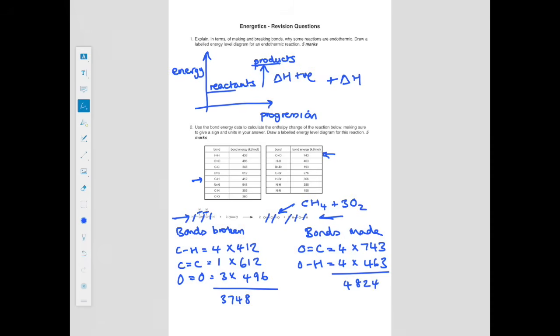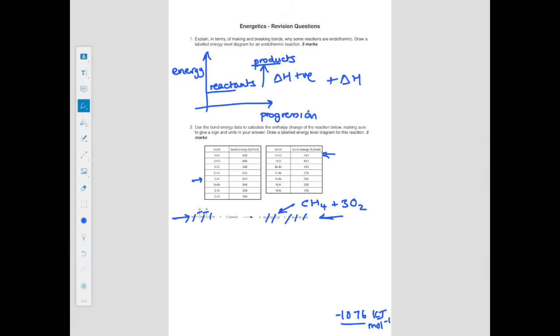And then in order to work out this, you need to do 3748 take away 4824 to get minus 1076 kJ mol to the minus 1. Be careful with your units. And that reaction is therefore exothermic because it's a minus.